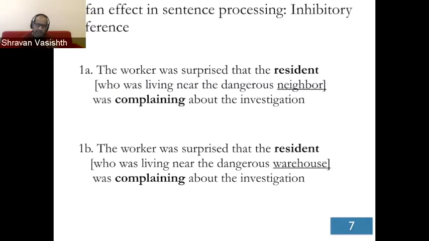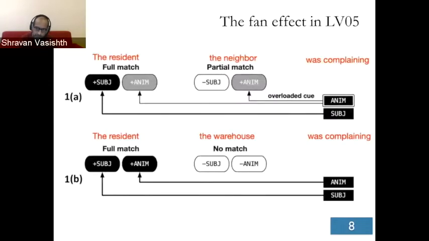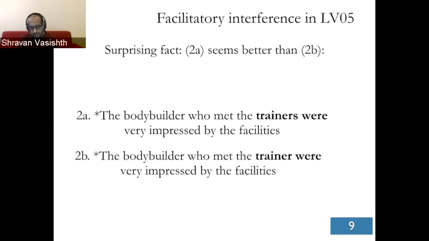So that's one key prediction of the Lewis-Vasishth model, which is that if you have a fan situation, you will have increased processing difficulty, typically at a verb. Now, the other class of predictions that the Lewis-Vasishth model makes is what I'm going to call facilitatory interference. And the example I'm going to use is the following.